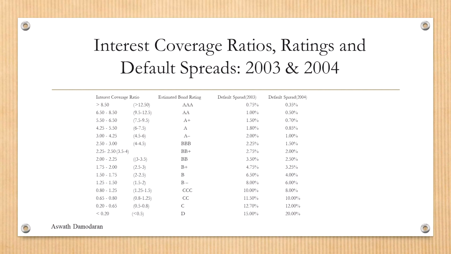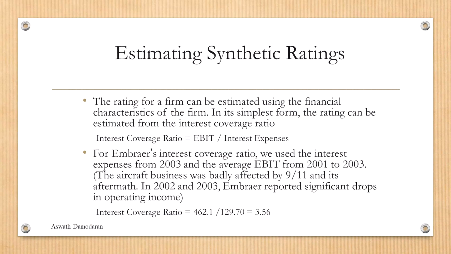So roughly speaking, the quality of the company is similar to those companies that have an A minus bond rating, which carries a 2% default spread. If that is the case, then the cost of debt of this company equals the risk-free rate plus this default spread of 2%. So that is the synthetic rating estimation of cost of debt.